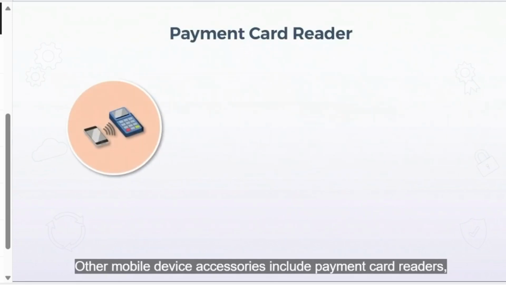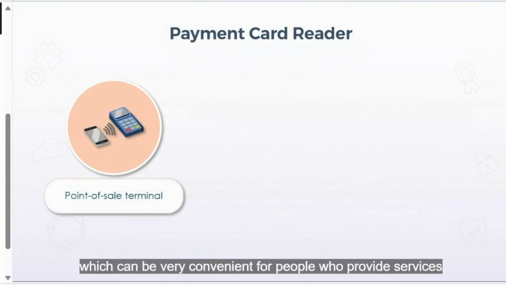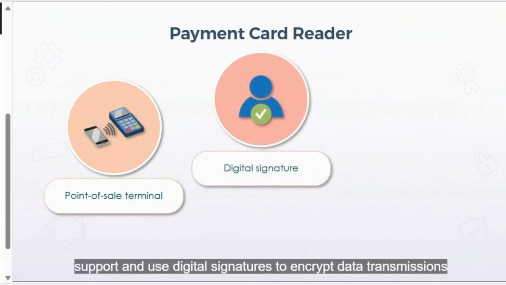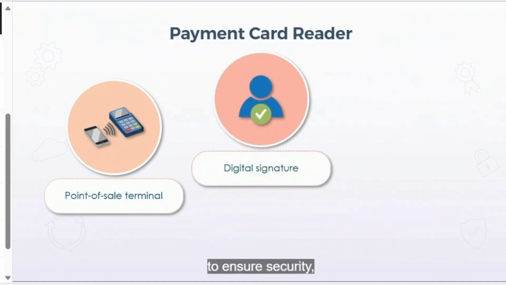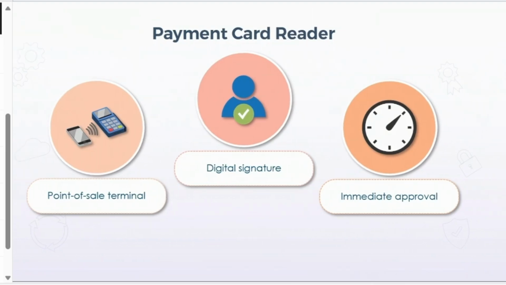Other mobile device accessories include payment card readers, which essentially turn your mobile device into a point-of-sale terminal, which can be very convenient for people who provide services at remote sites. The devices and their associated applications support and use digital signatures to encrypt data transmissions to ensure security, and they can return immediate approvals just like standard retail point-of-sale systems, meaning you get paid right away.